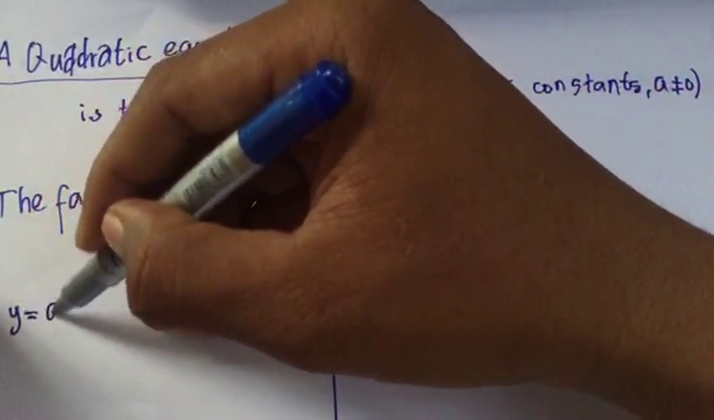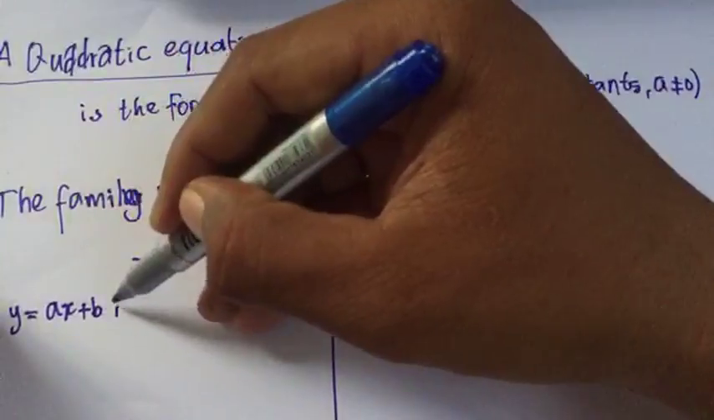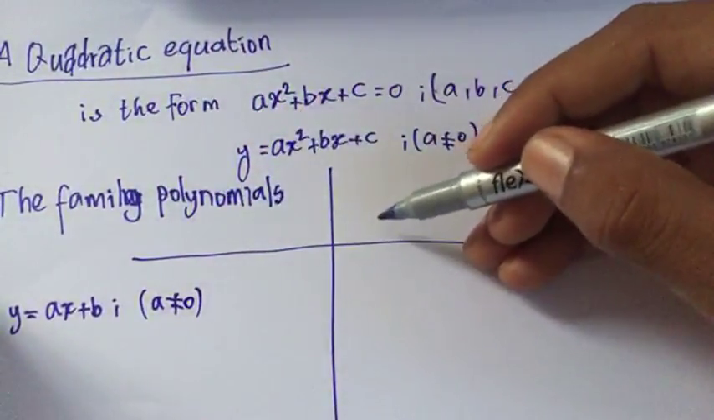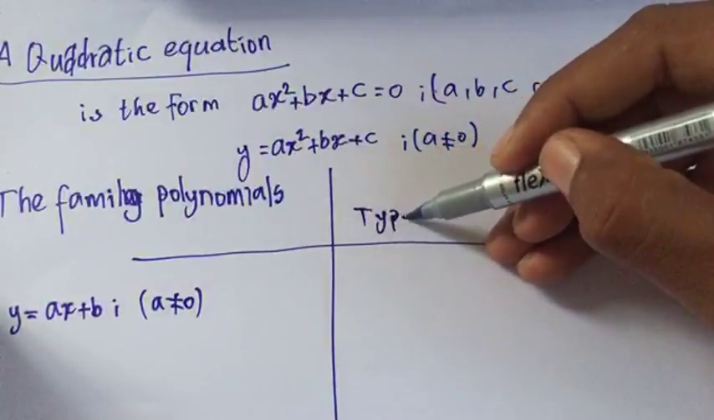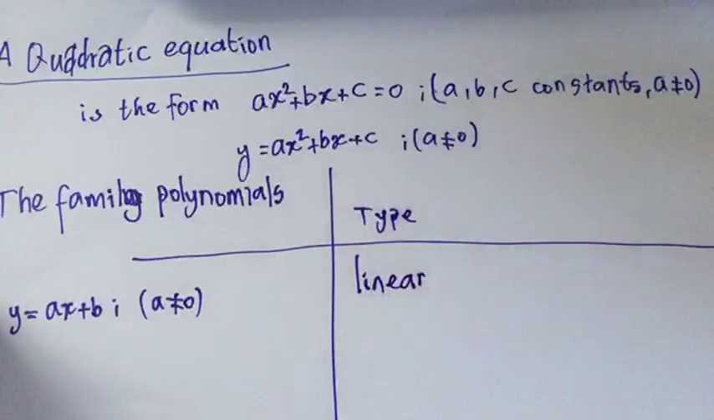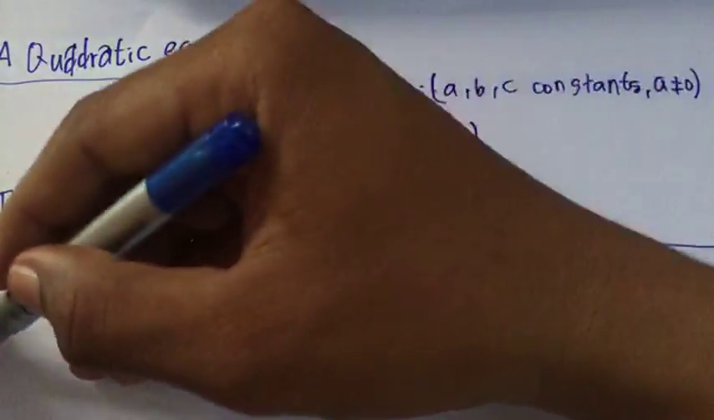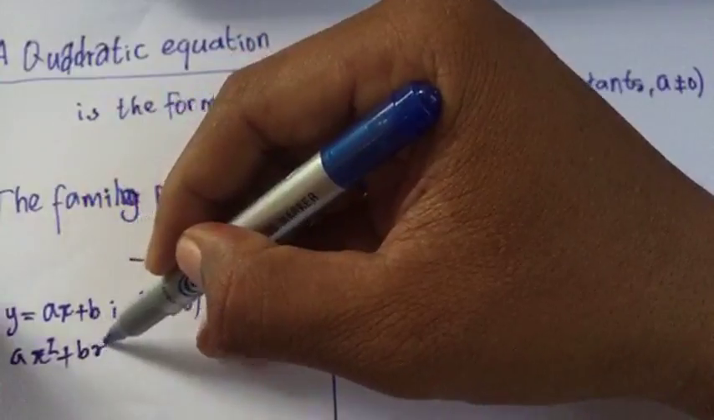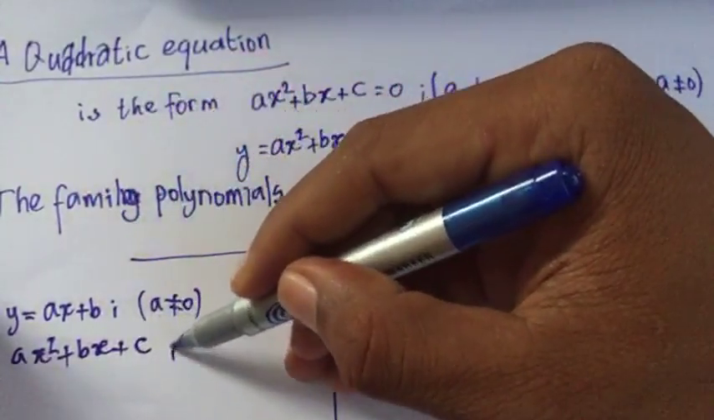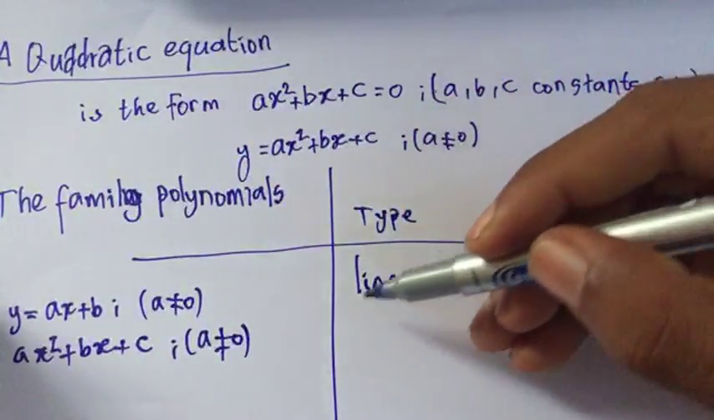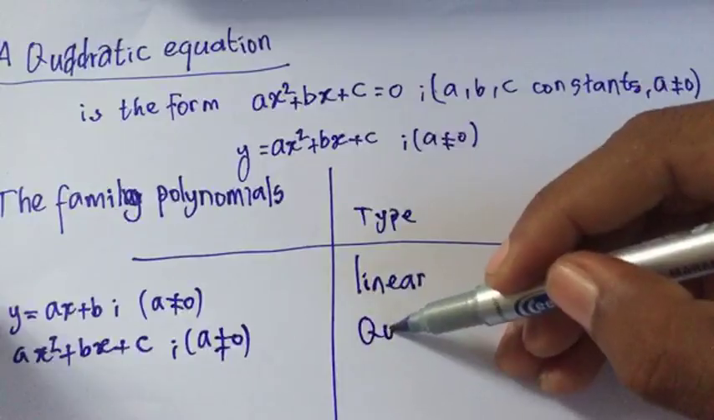y equal to ax plus b, with a different from 0, is the linear type. It means that ax plus b is the formula of a line. And y equal to ax squared plus bx plus c, with a different from 0, is called a quadratic.